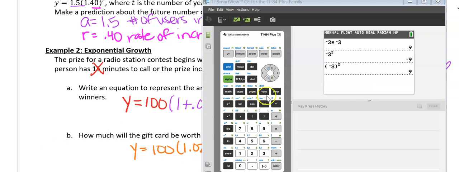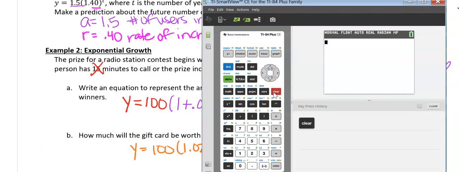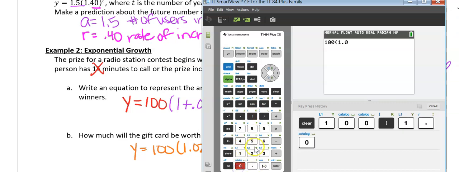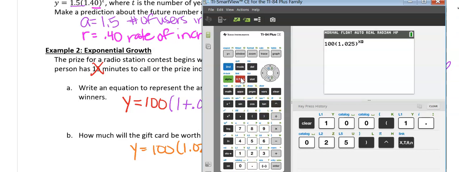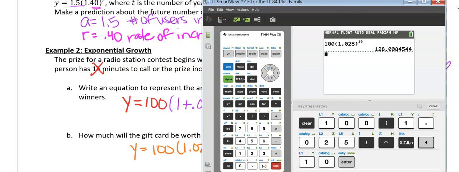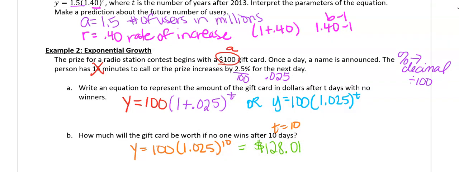And something I didn't do, let me pause it for a second. I wanted to bring the calculator up, I apologize, to show you guys how to enter those equations in the calculator. On the regular calculate screen, you would do 100 times 1.025, close parentheses, and use the caret key and the variable key if you're graphing it. We're going to just plug in the 10 right there and solve. So you use the caret key to get up there. And that is it. That is your answer. So let's go on to the next page.